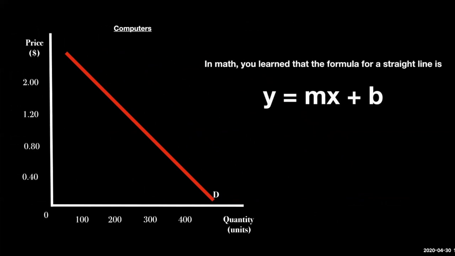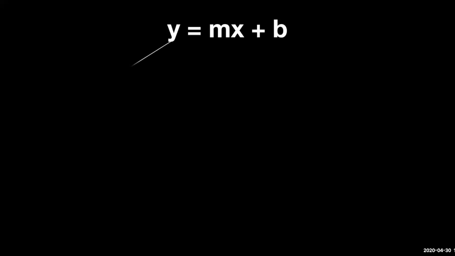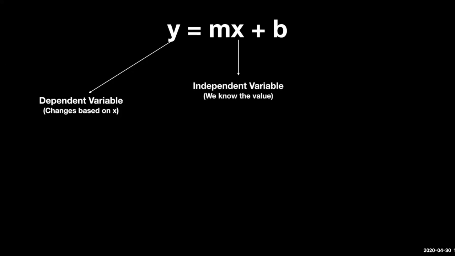So looking at that straight line demand curve, you learned in math that the formula for a straight line is y equals mx plus b. And in that formula, y was our dependent variable. It changed based on what was happening to x. So x became the independent variable. We usually know this value.